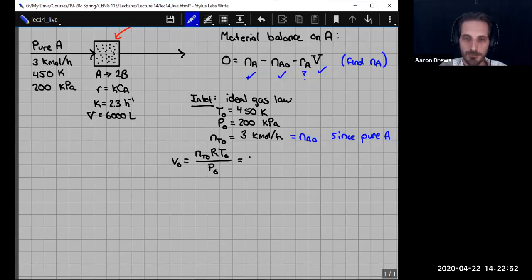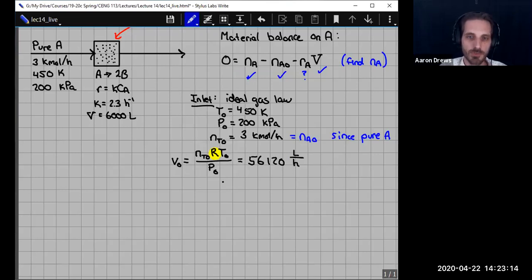to calculate a volumetric flow rate. Or any of the missing terms, right? If I tell you temperature, pressure, and volumetric flow rate, then you can back out the moles, or you know, any three, you can use the ideal gas law to get the fourth. 56,120 liters per hour. Just be careful with R, right?